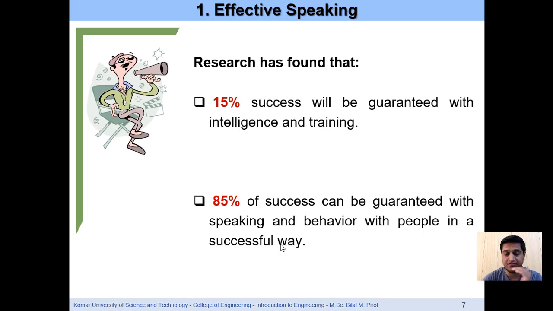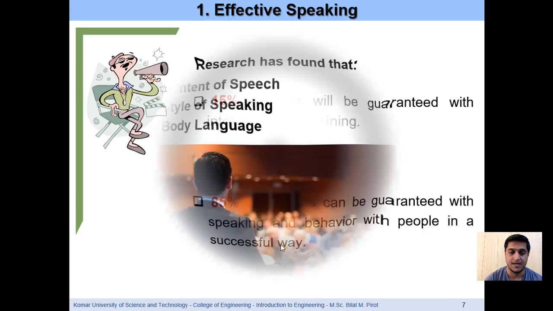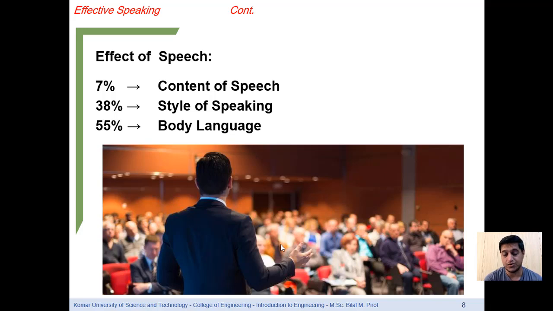So 85% of your success is related to your communication with others. Only 15% of your success will be guaranteed by your intelligence and your technical information related to your field. Effective speaking can define the rate of success in most of the cases, especially in engineering projects. And also inside speaking, we have some other subtopics.